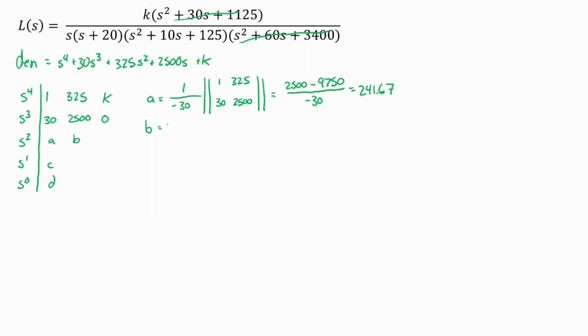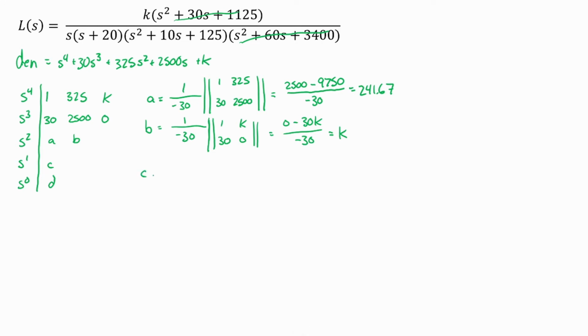Now if we continue with b, we have 1 over negative 30 again. That doesn't change. We have 1, k, 30 and 0, equals 0 minus 30k all over negative 30. So our value for b is k.